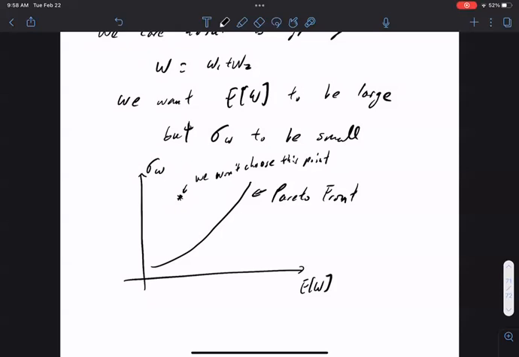So quite a bit of my research is characterizing this kind of front, and where you can operate. It's up to other people to pick wherever they want to operate on this curve. They have to look at the trade-off there.